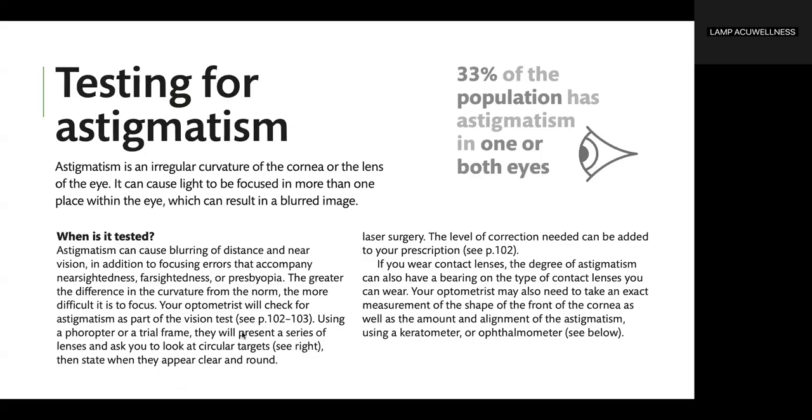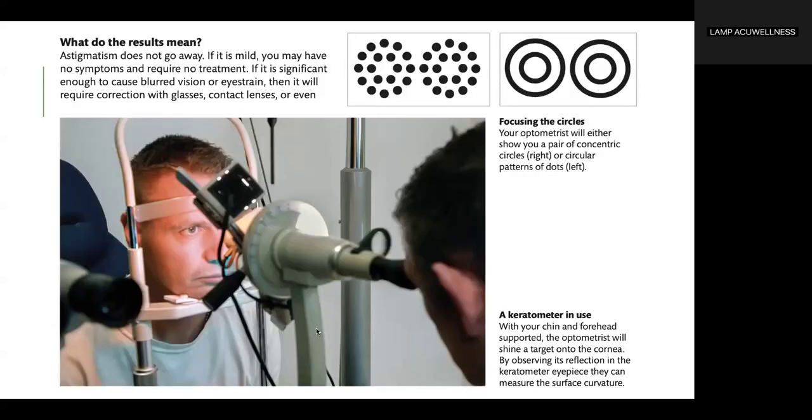If you wear contact lenses, the degree of astigmatism can also have a bearing on the type of contact lenses you can wear. Your optometrist may also need to take an exact measurement of the shape of the front of the cornea, as well as the amount and alignment of the astigmatism using a keratometer or ophthalmometer. Your optometrist will either show you a pair of concentric circles, which is on the right side, or circular patterns of dots on the left.